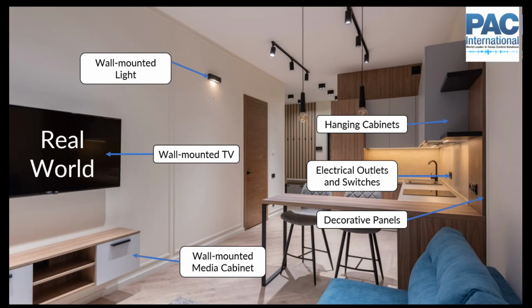But in the real world, of course, we don't have that idealized condition. We have all these different things mounted on the walls. We have things in the walls, like electrical outlets and switches. And we've got hanging cabinets, decorative panels, TVs, all these different things mounted to the walls. We have to deal with all of these, because these things are all potential weak spots in our wall that keep us from getting to the level of performance that we see in the laboratory test.